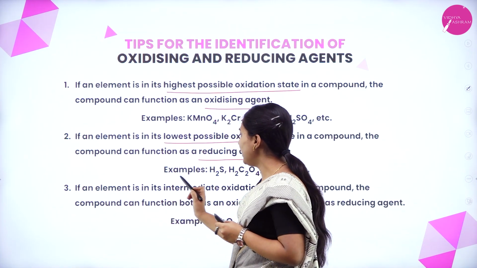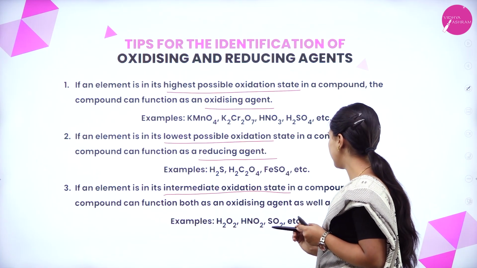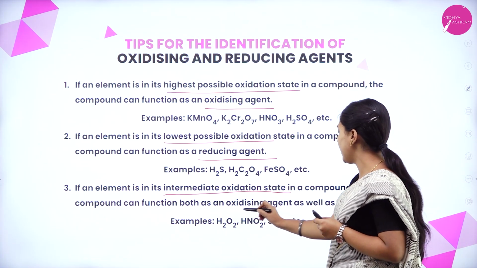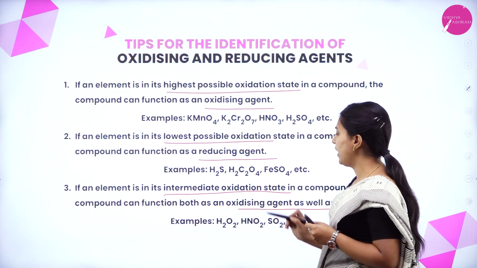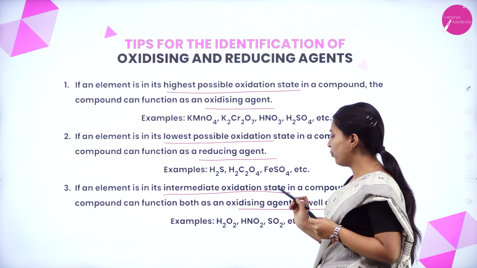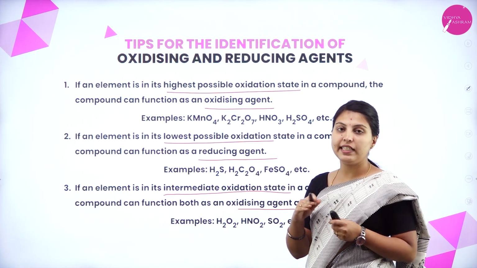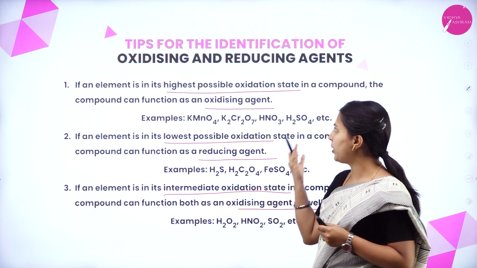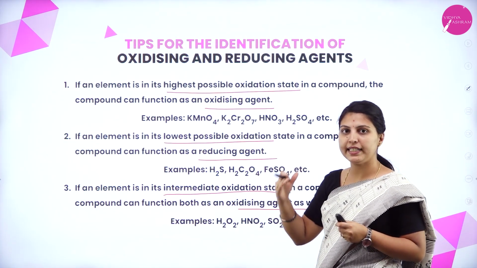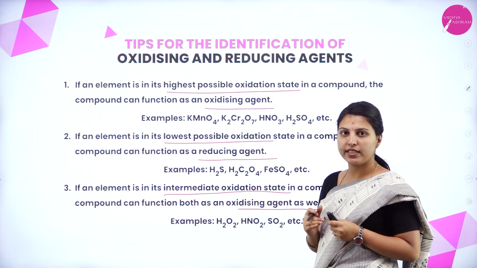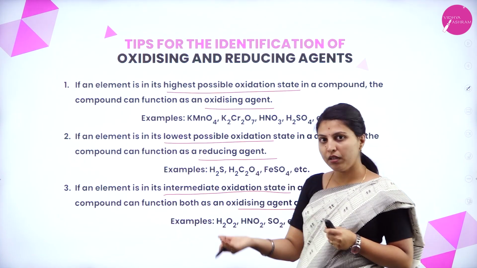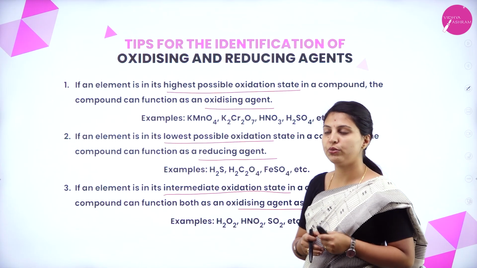Next, if an element is in its intermediate oxidation state in a compound, the compound can function as both an oxidizing agent as well as a reducing agent, like H2O2, HNO2, SO2, etc. It is in an intermediate state, not the highest possible oxidation state and not the completely decreased oxidation state. It is in an intermediate state, so that compound will act as both oxidizing agent and reducing agent.